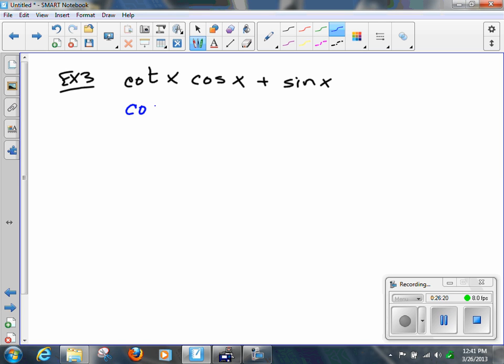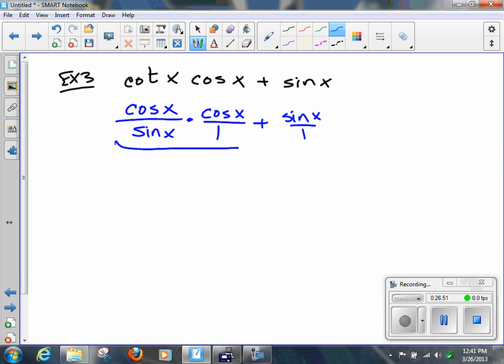Cosine over sine. Let's think about it. Cosine x over sine x times cosine x over who? Well, when you don't know what to do, put it over 1. Can I simplify sine x? No. So put it over 1. We're dealing with fractions, so I have to have a numerator and a denominator. What do I do now? Following order of operations, I multiply. What's cosine times cosine? Cosine squared over sine x, plus sine x over 1.